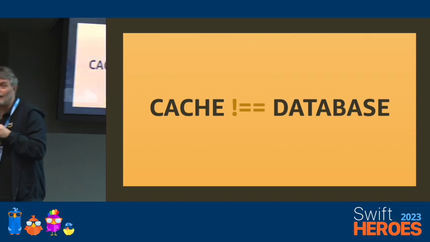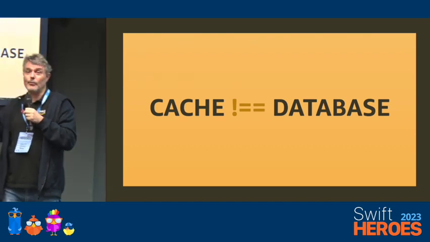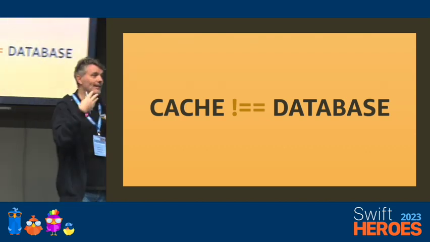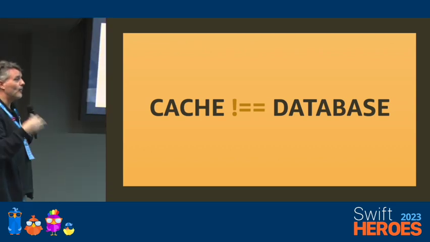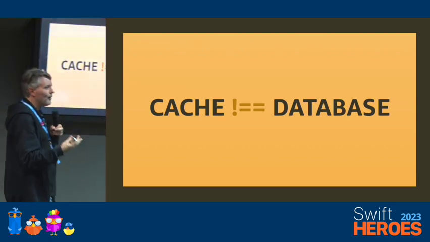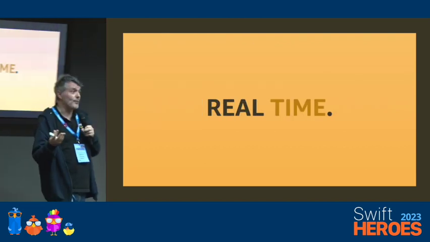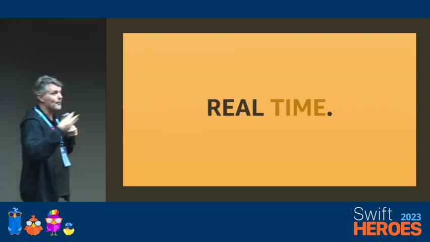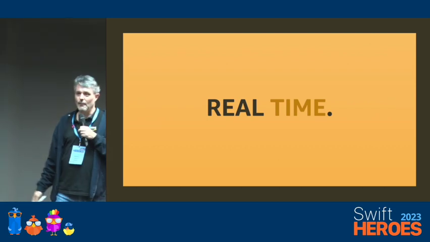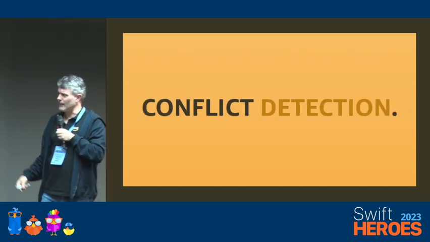And a cache is not a database, so you cannot query your cache. You cannot make a select from where with a filter on your cache most of the time. It depends on the caching technology that you're using, and the cache is not real-time, and you also want real-time type of communication between your client application.